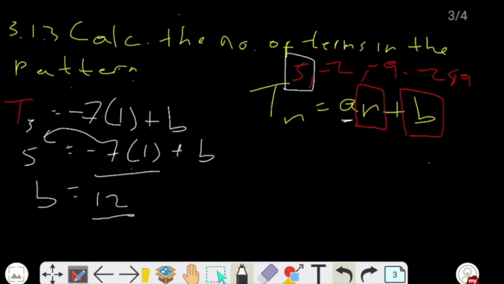Now, since you have the value for b, remember the question says calculate the number of terms in this pattern. Now this pattern goes all the way to what?